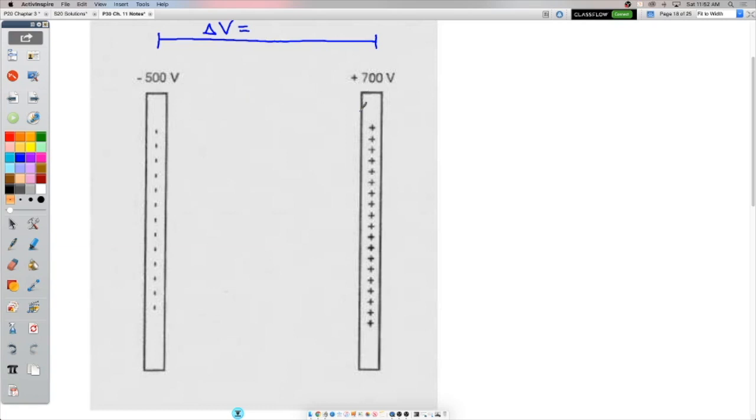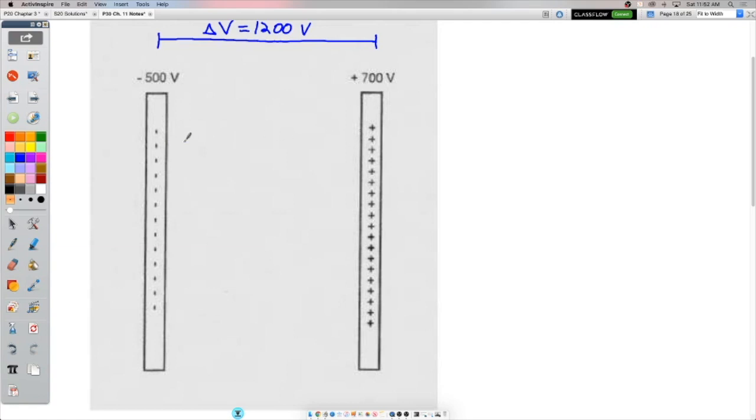So in total, we have a potential difference across these plates of 1200 volts, or joules per coulomb. Again, what does that mean? It means for every coulomb of charge, it would take 1200 joules to move it from this point over to this point, or the other direction if you had a negative charge.